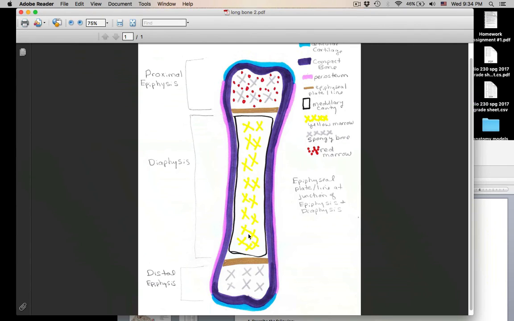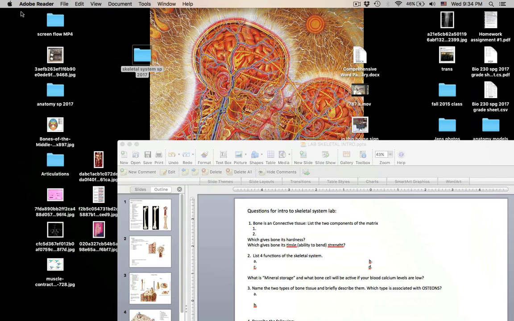So yellow marrow. I think that was all you had to know to draw, but I'm surprised. I don't even think one person drew it right, so it was just sad.